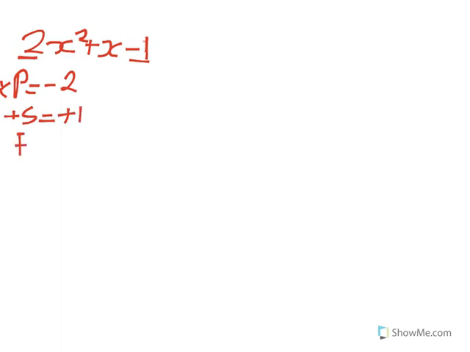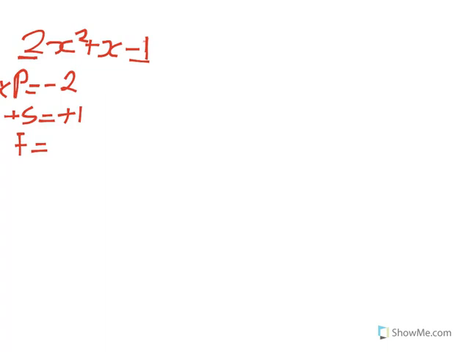2x squared plus x minus 1. This one, remember, it is the method of the product and sum. The product is multiplying the first number and the last number. It is minus 2. Remember, product is multiplication. Sum is addition. The sum is the center number there. It's plus 1.